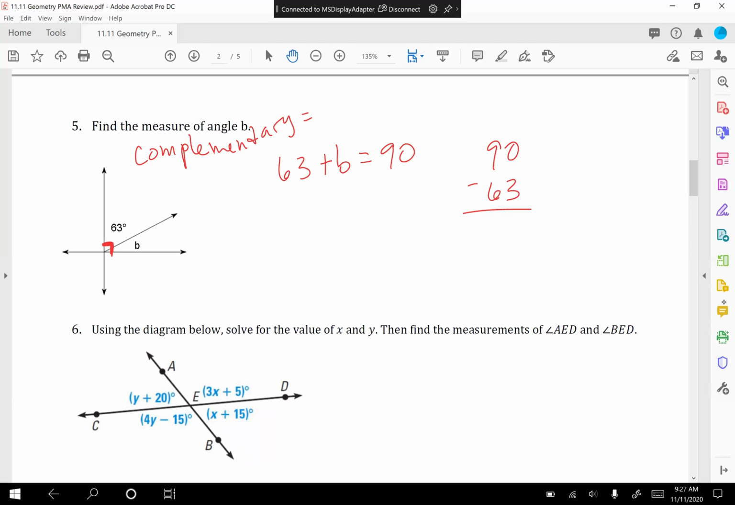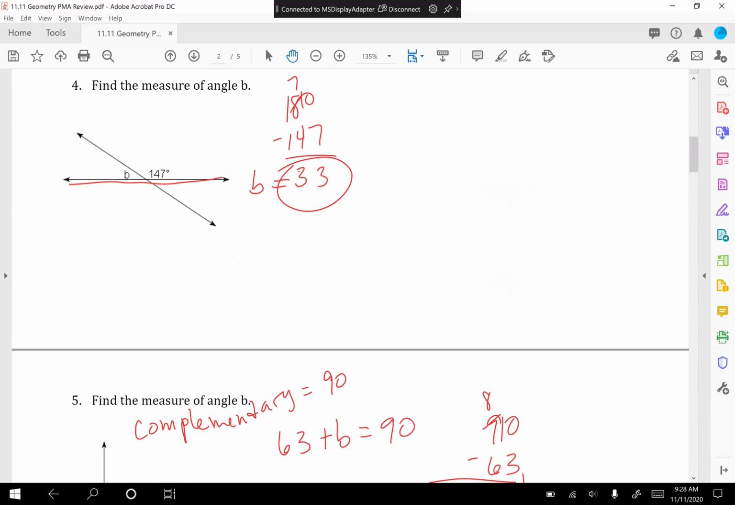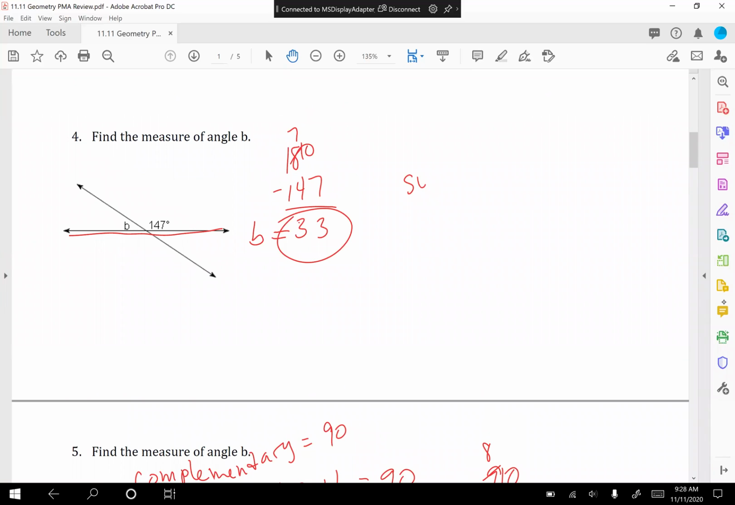Complementary is two angles that add up to 90. And then supplementary was the two that add up to 180, remember? So 90 minus 63 is 27. So up here on number 4, these were supplementary.